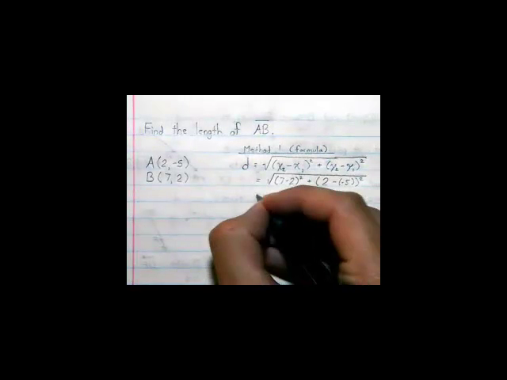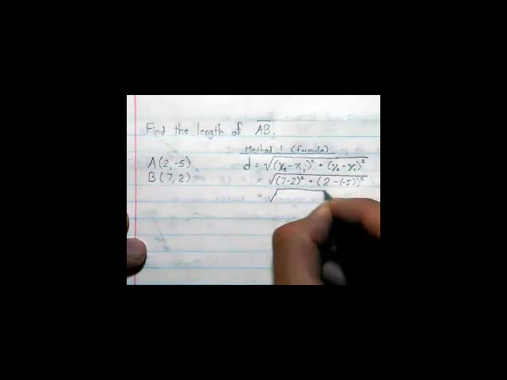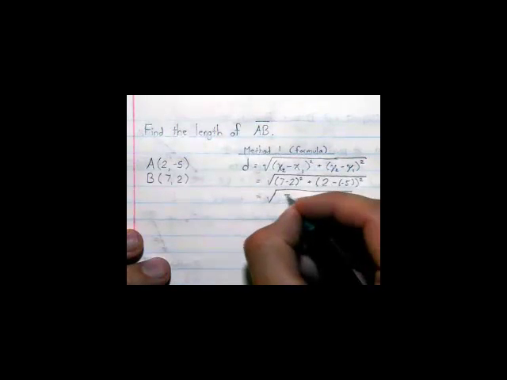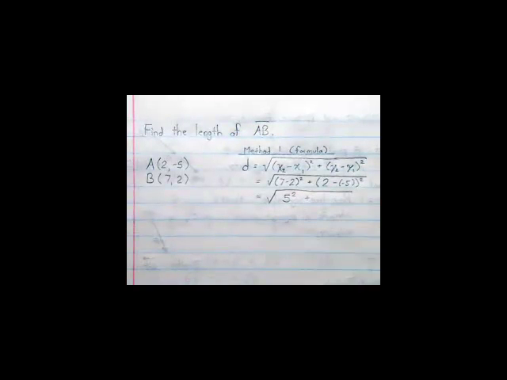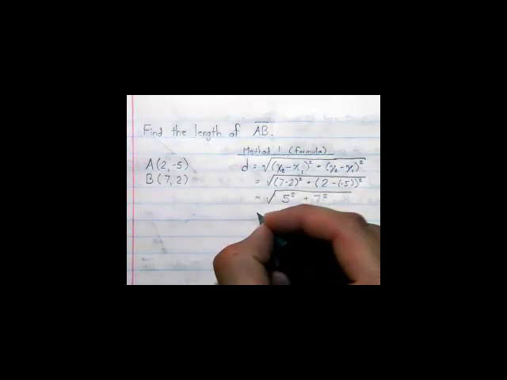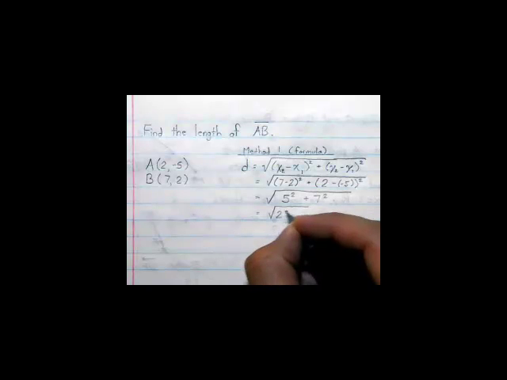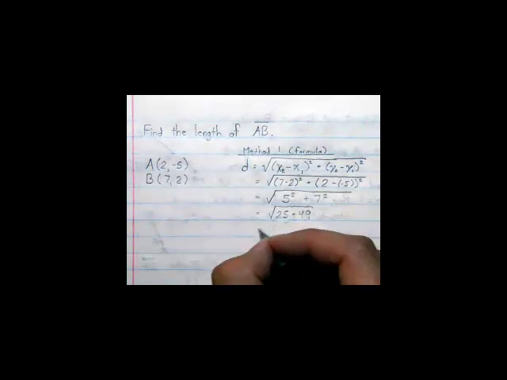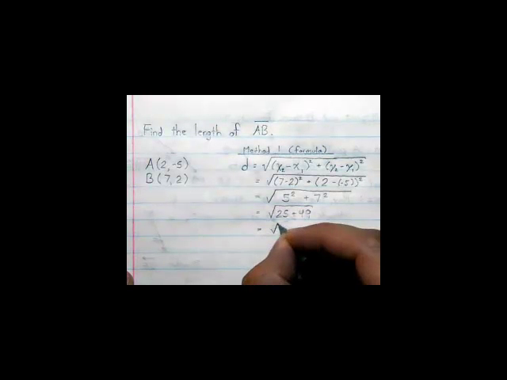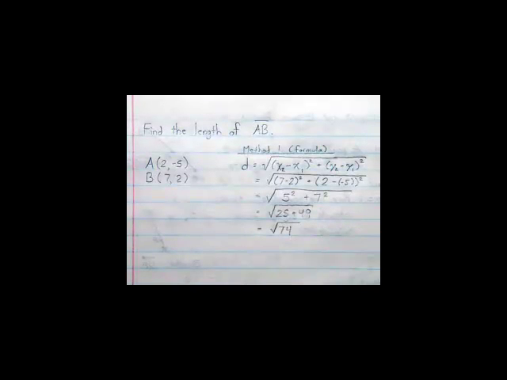All right, doing order of operations, I've got to do my subtractions first. What's 7 minus 2? 5. Okay, thank you. So 5 squared. And then what's 2 minus negative 5? That would be 7, right? 2 minus a negative is 2 plus, so it's 2 plus 5 is 7. Okay, and then we've got to do the squares now. What's 5 squared? What's 7 squared? 25 and 49. And 25 plus 49? 74, good. So the distance is the square root of 74.